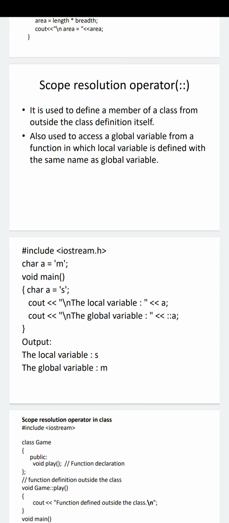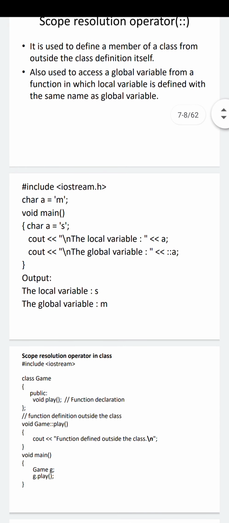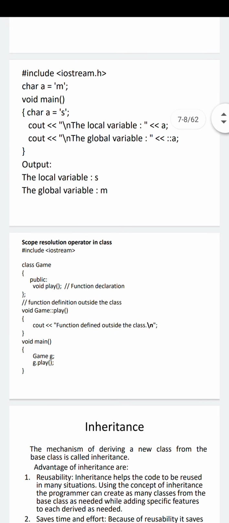Let us take the second point first. That is, if we have defined a global variable and with the same name we have also defined one local variable in some function, and we want to access both the local variable and the global variable, then we can make use of scope resolution operator. Let us see this program.